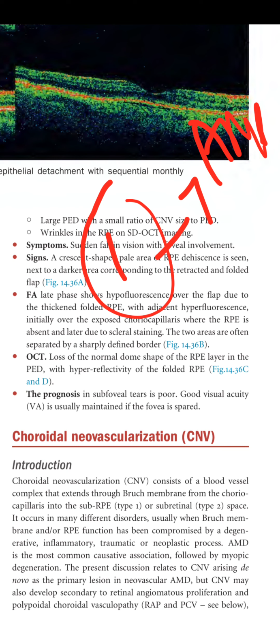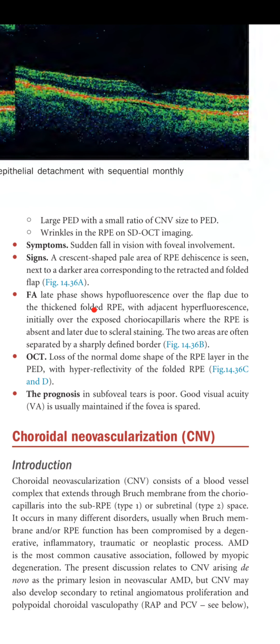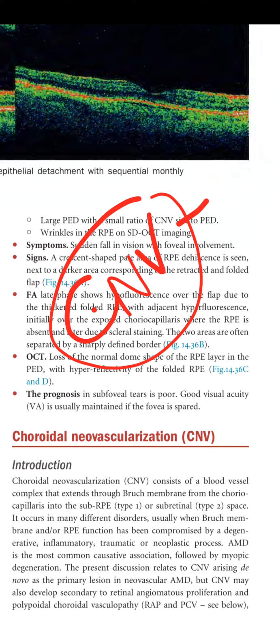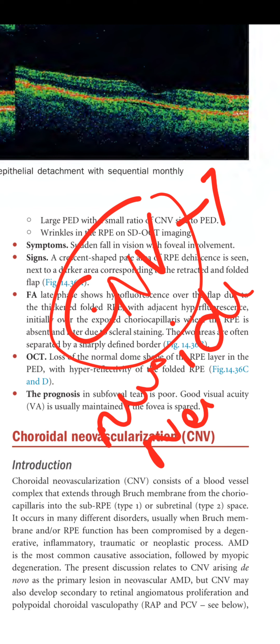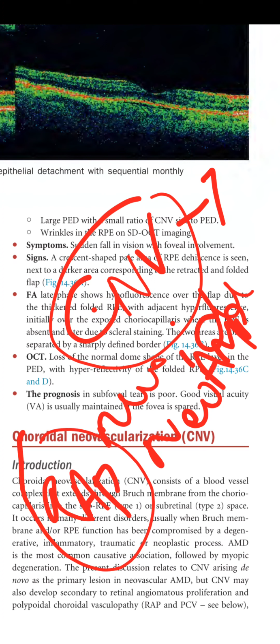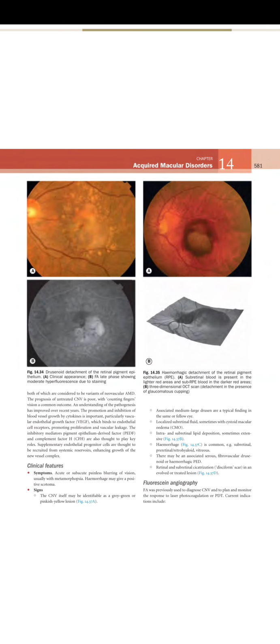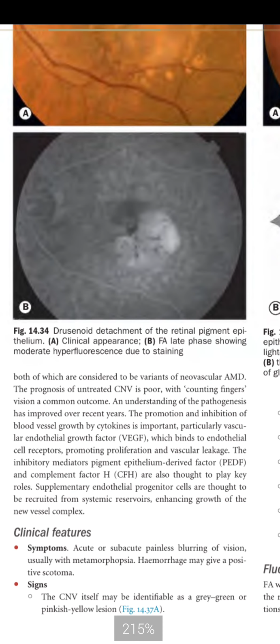The present discussion relates to CNV arising de novo as the primary lesion in neovascular AMD, but CNV may also develop secondary to retinal angiomatous proliferation and polypoidal choroidal vasculopathy. So basically, right now we are discussing CNV which is arising without any other disorder, new CNV, and it is known as neovascular AMD most likely. But CNV can also develop as a result of retinal angiomatous proliferation, or due to PCV as well. Both of which are considered to be variants of neovascular AMD.